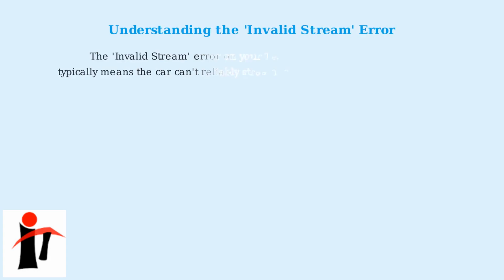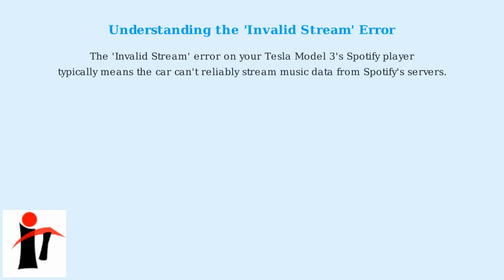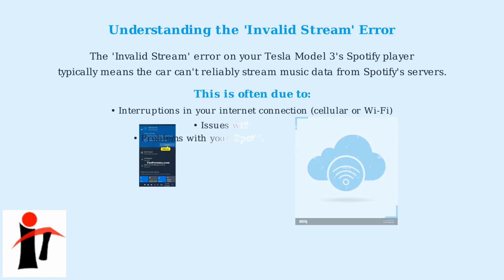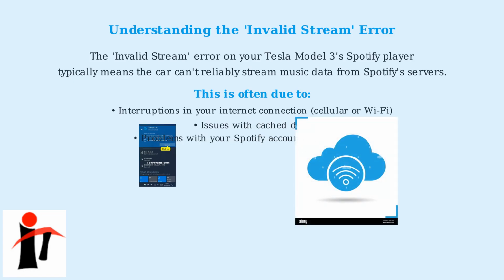Understanding the invalid stream error. The invalid stream error on your Tesla Model 3's Spotify player typically means the car can't reliably stream music data from Spotify's servers. This is often due to interruptions in your internet connection, such as cellular or Wi-Fi issues. It can also be caused by issues with cached data or problems with your Spotify account authentication. It's rarely a hardware issue.